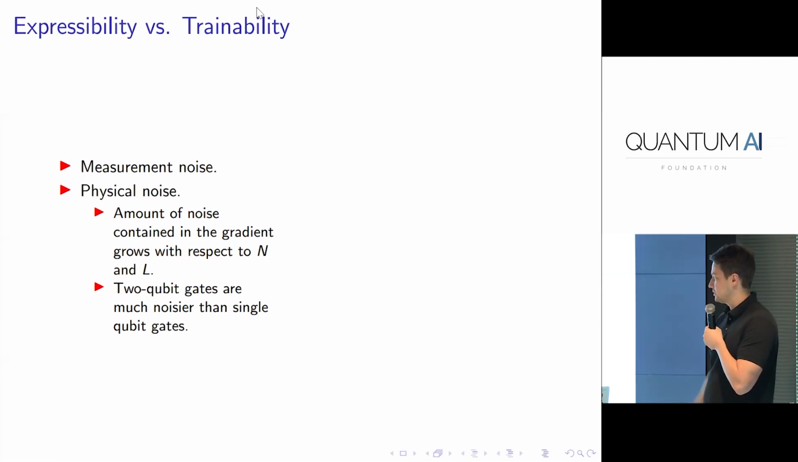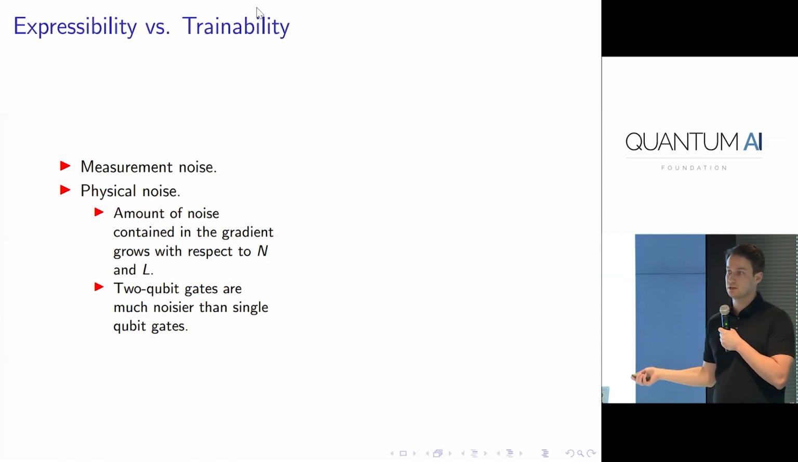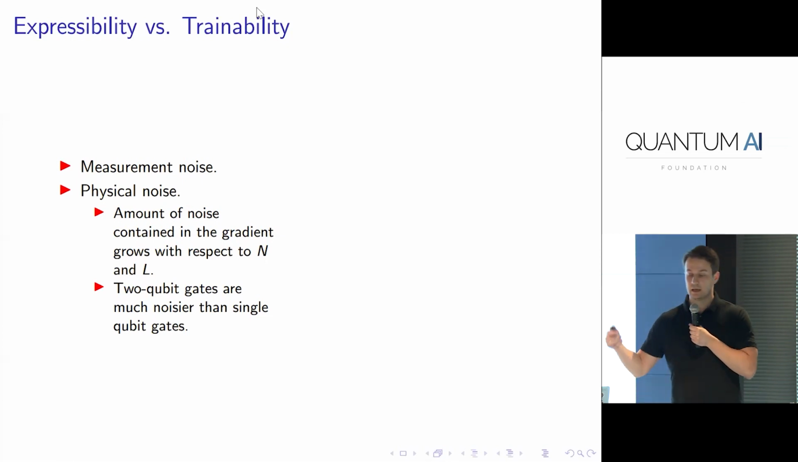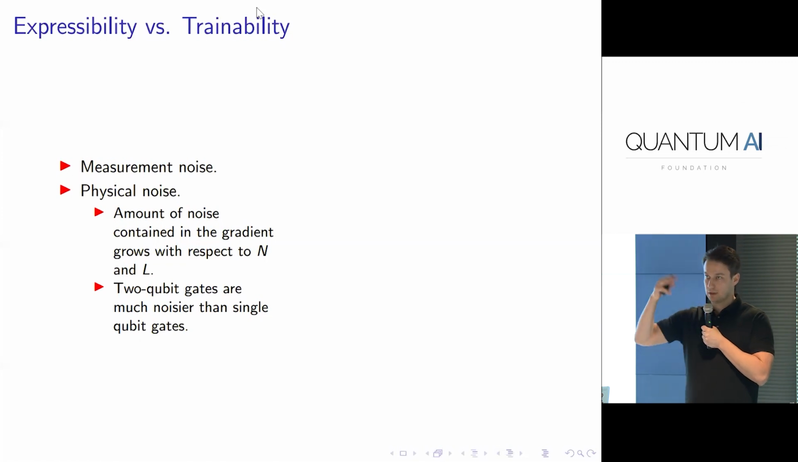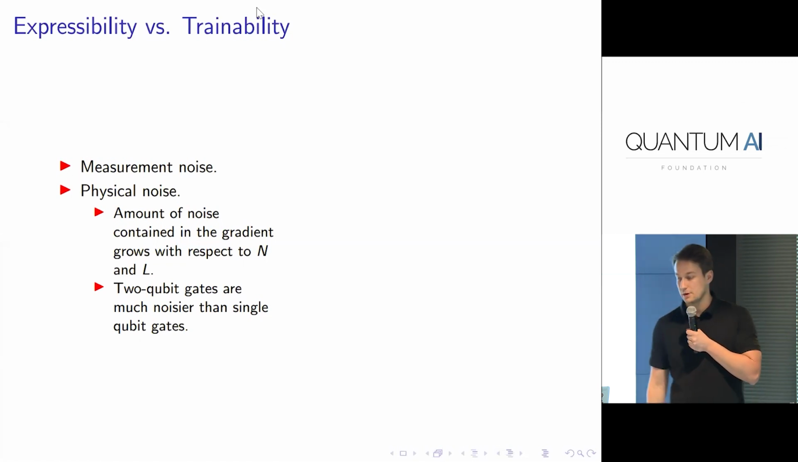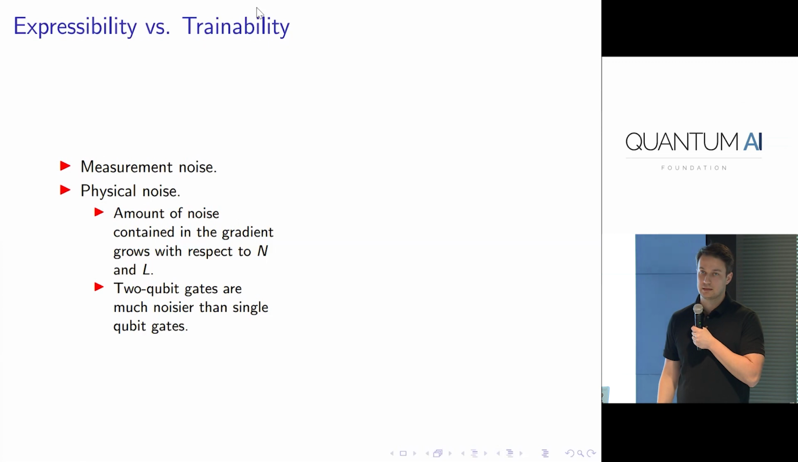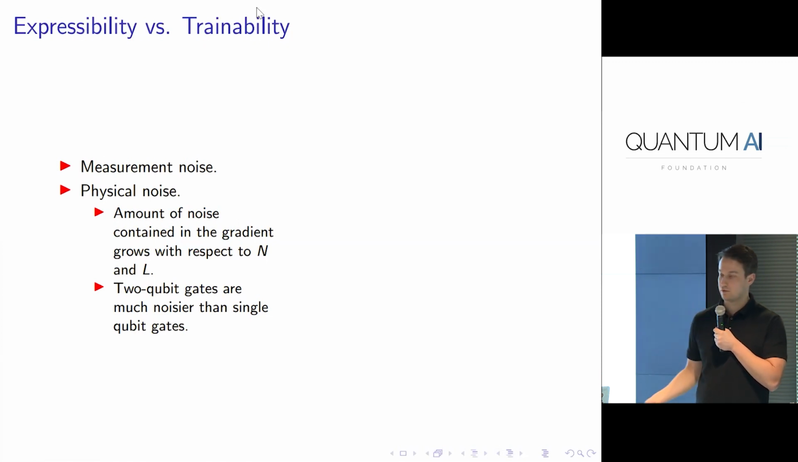For example, an impact on the trainability has measurement noise, because as I mentioned, the objective is estimated. So not all optimization algorithms work well with this noisy landscape, this noisy objective. Then we have physical noise, where the amount of noise accumulates in the circuit, and it has an impact on the optimization landscape, and it grows with respect to the number of qubits or with respect to depth. And for example, 2-qubit gates usually are much noisier than single-qubit gates. So then we have this trade-off, because we want 2-qubit gates to have entanglement, but then it introduces more noise in our circuit.